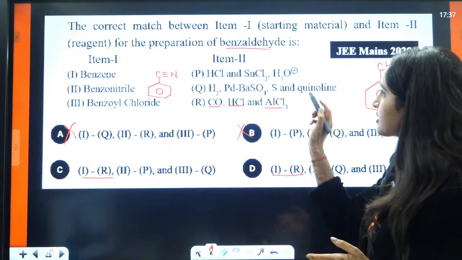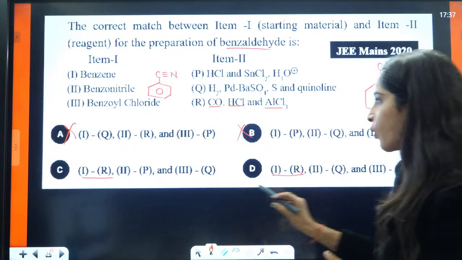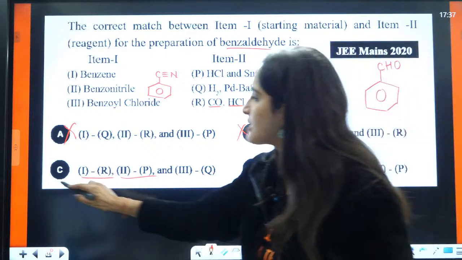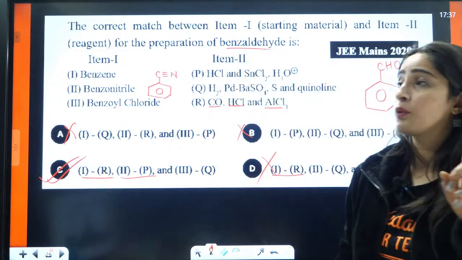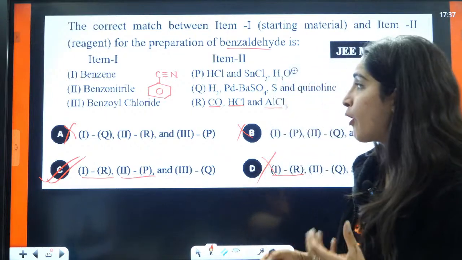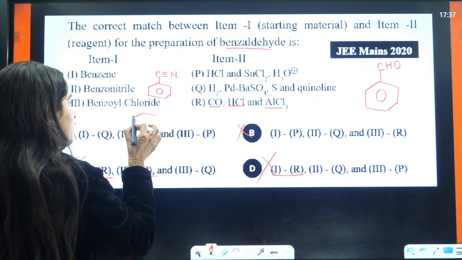Okay, Stephen's reaction. So for the second we have P. For the second we want to have P, so definitely D is also not the correct answer. Answer C is the correct answer. Right, but still we will see what benzoyl chloride is. If you talk about benzoyl chloride, what is benzoyl chloride?